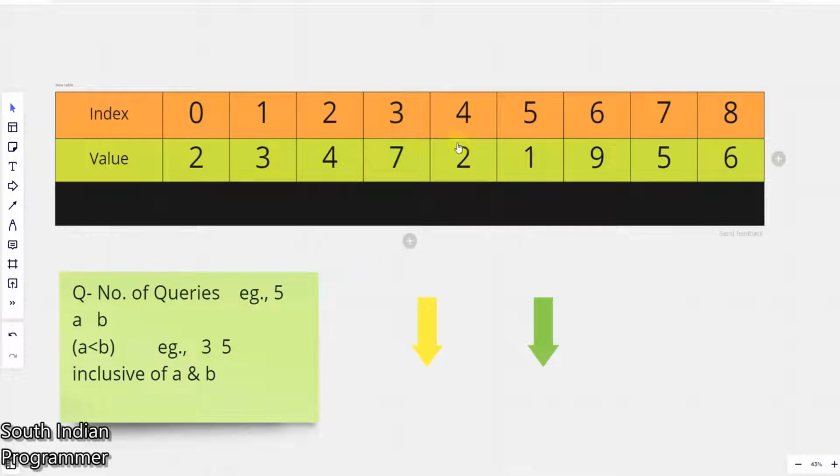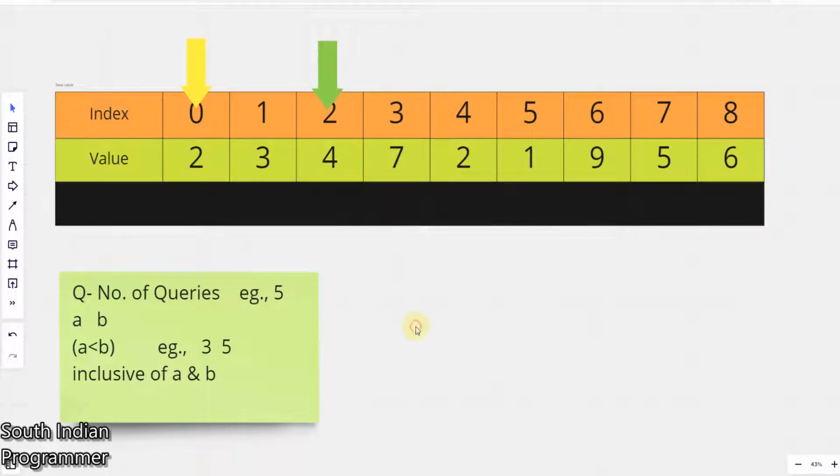If we get this 3 and 5, we have to add up the values from 3 to 5, inclusive of these two numbers. So 7 plus 2 plus 1. For this query our answer is 10. If they are given 0 to 2, we have to add 2, 3 and 4. So from the first position to here, this is A and this is B. We have to sum up these numbers from the beginning to the end.